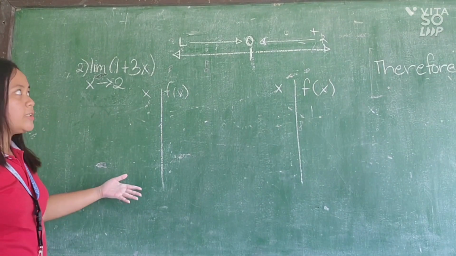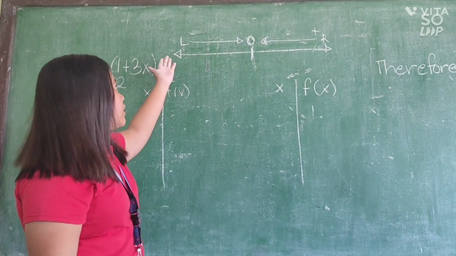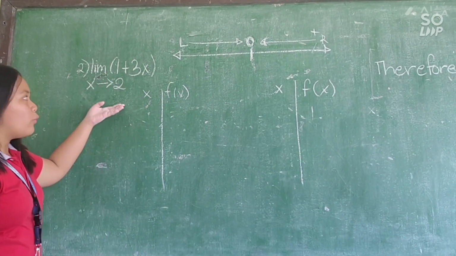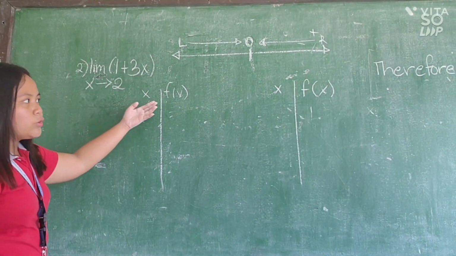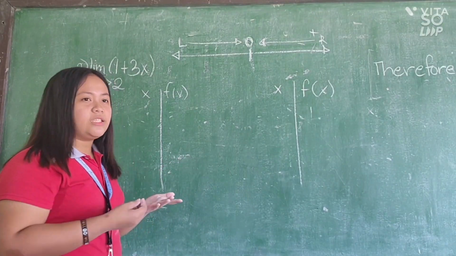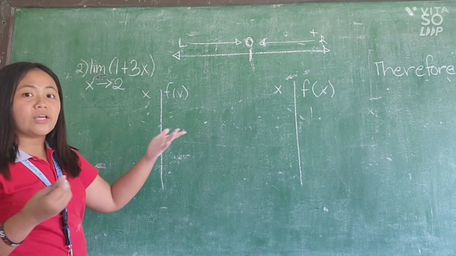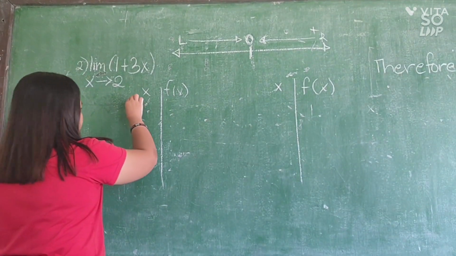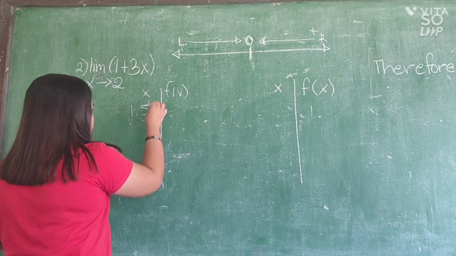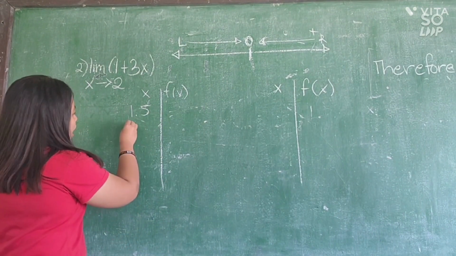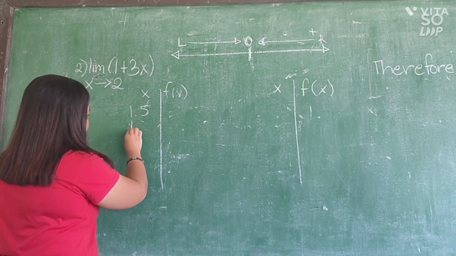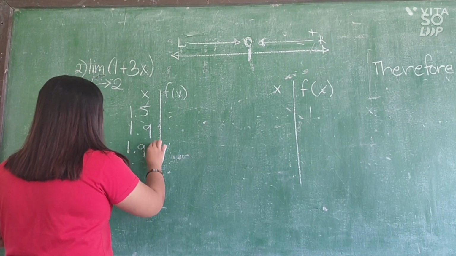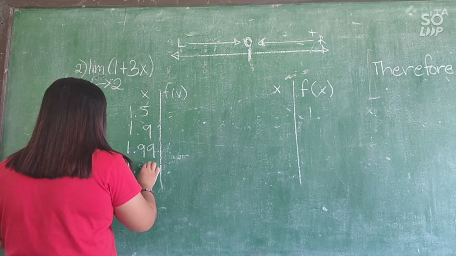Kukunin ulit natin ang x by using our table, which is from the left and from the right. So, ang ating kukunan ay yung x na 2. Gagawin din natin yung mas easier way, which is 2 minus 0.5, kasi minusan natin siya, is 1.5. And so on, hanggang sa mapunta na siya. So, ang ating mga x is 1.5, 1.9, 1.99, and 1.999.